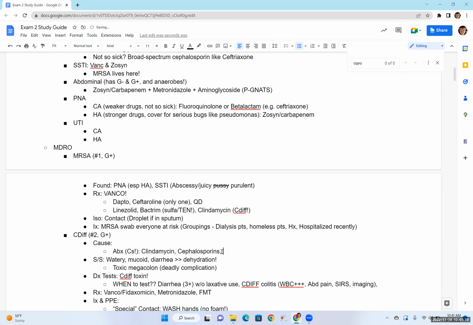Cipro is indicated because you could think of C as ciprofloxacin, because fluoroquinolones are attached as causes of what? This guy right here, C. diff. C. diff is caused by fluoroquinolones, cephalosporins, clindamycin. Thank you for clarifying that.